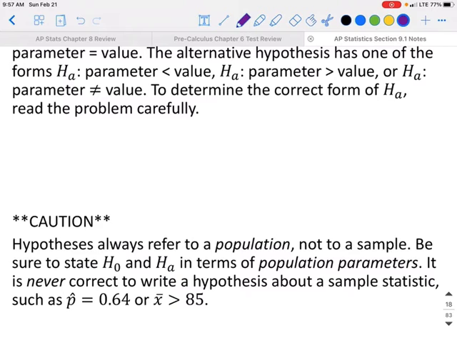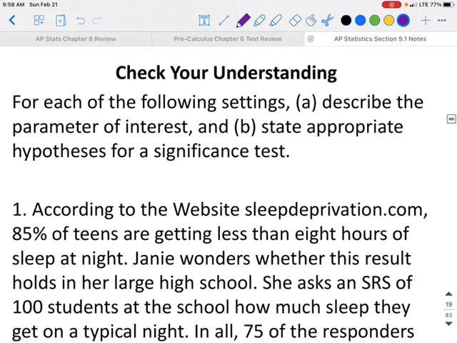So another caution, hypotheses always refer to a population, not a sample. Be sure to state the null hypothesis and alternative hypothesis in terms of the population parameters. It is never correct to state a hypothesis based on sample statistics. So you should never say p hat equals 0.64 or x bar is greater than 85. It should always be in terms of p and mu, and you should never use the values you have from your sample. You should only use stuff you have from the entire population.